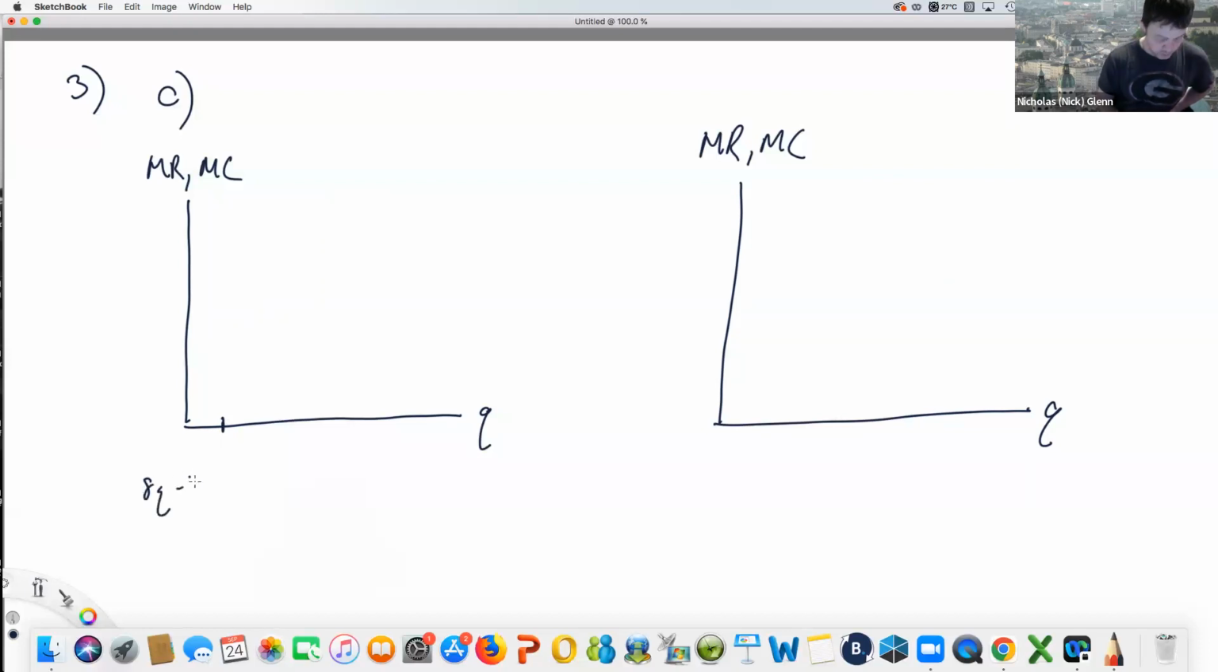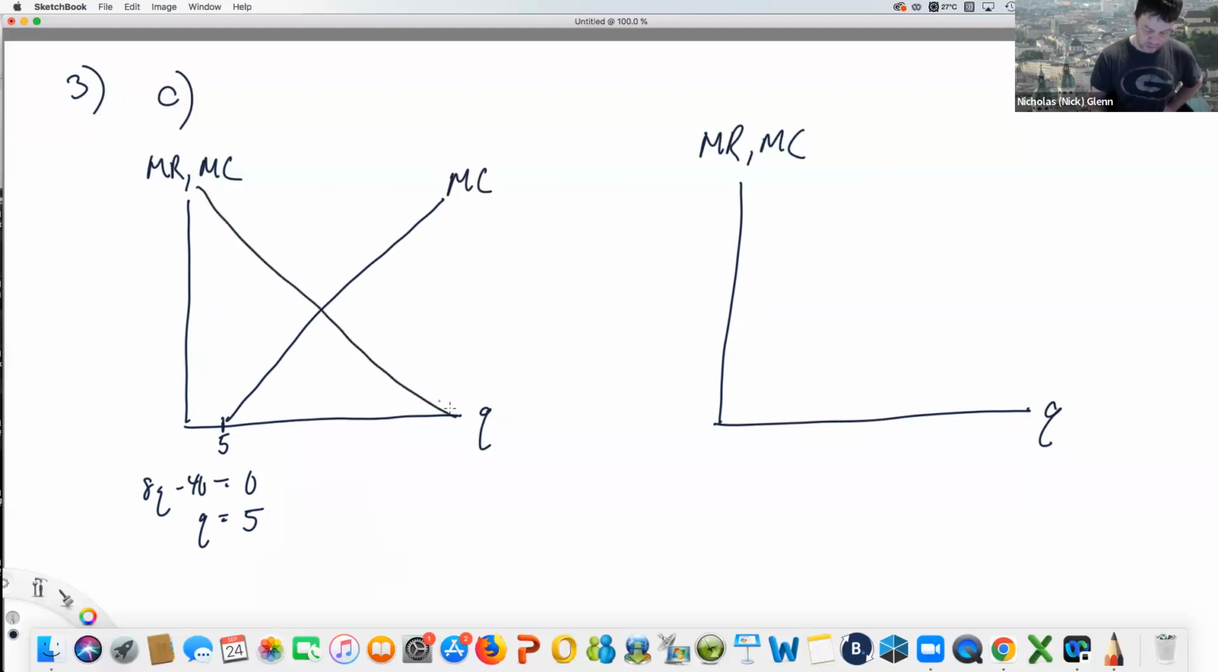And for this little point here, you just set its marginal cost equal to 0. So 8Q minus 40 is 0. That gives you 5, so right here is 5. And from that point on, it's going to increase. Marginal revenue will come down. It's going to intersect at 50.